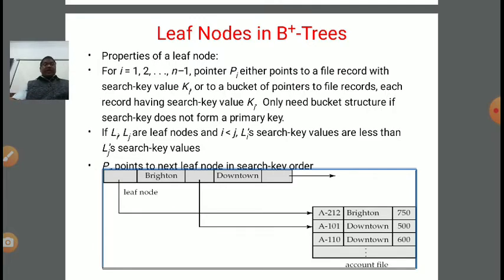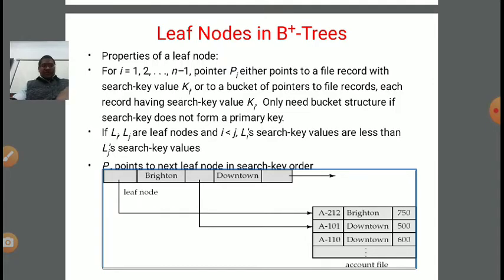Next, if L of i and L of j are leaf nodes and i is less than j, then L of i's search key values are less than L of j's search key values. Why? Because i is less than j, so we need to maintain the ordering of the search key values. Now Pn points to the next leaf node in search key order.